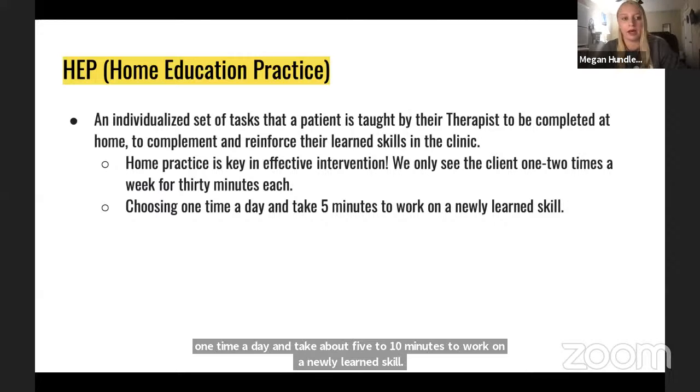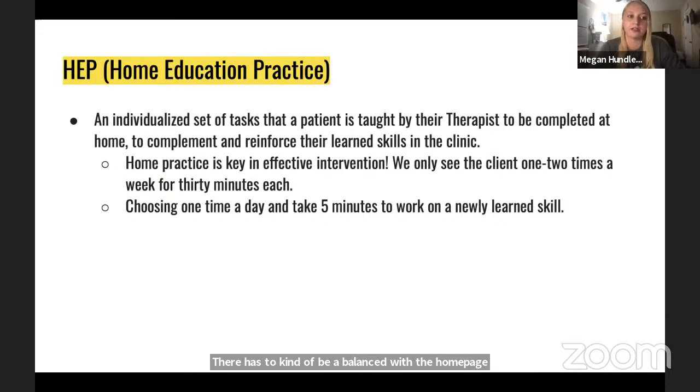There has to kind of be a balance with the home education practice or with working on it at home. While you guys are definitely around the client more, we want to make sure that they still have time, they still have a place where they can go, where they do not always have to be working on the skills that they're learning, especially if it's a client that's attending school, receiving services in school, and then also going to an outpatient clinic receiving services. We want them to be able to have a place where they can kind of rest and relax and unwind at the end of the day.